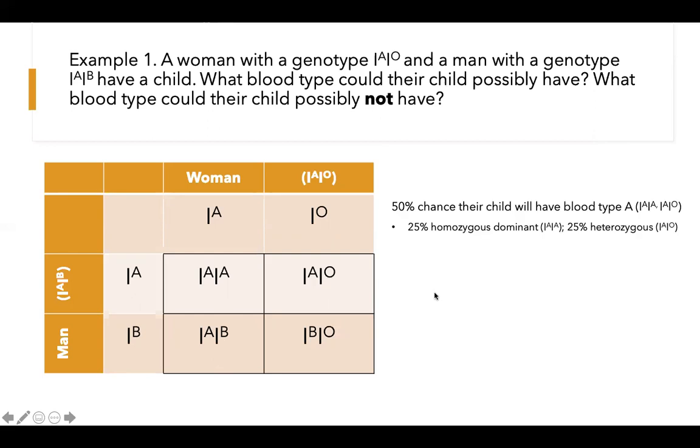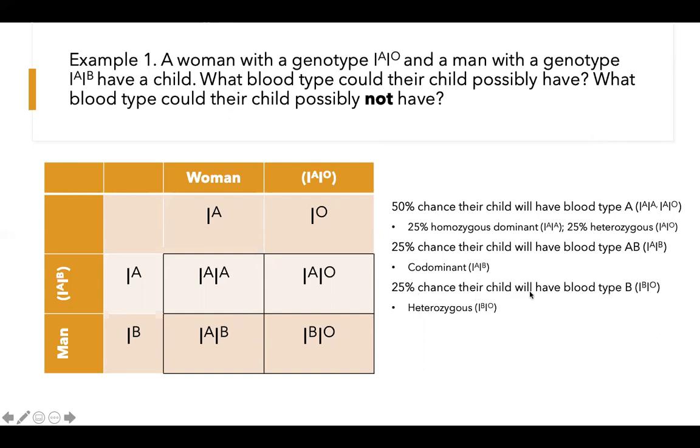So if you look at what we have, there's a 50% chance their child will have blood type A. So they could either have a 25% chance for the homozygous dominant AA, or a 25% chance they could have the heterozygous, the A and the O, but they will both show up as blood type A. This could be a carrier of the recessive trait. 25% chance your child will have blood type AB, that being co-dominant, that's that trait right here. And 25% chance your child will have blood type B, and they'll only be heterozygous. There's no way it could be blood type B homozygous dominant.